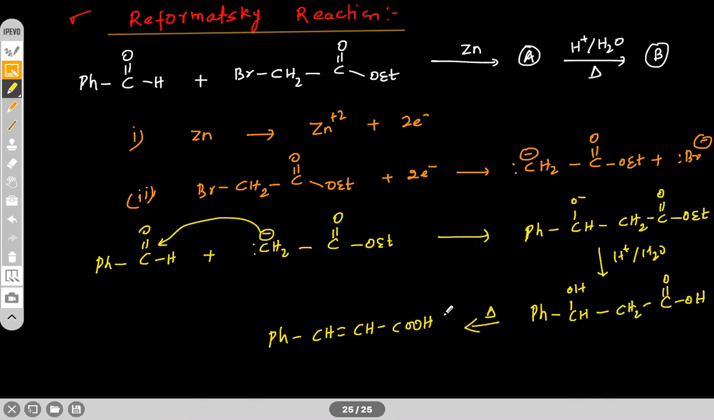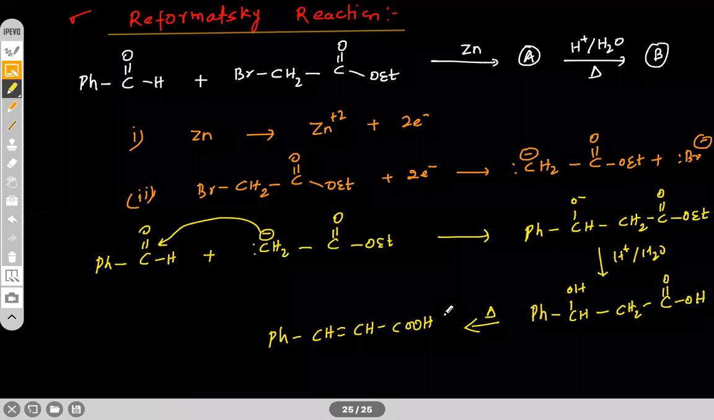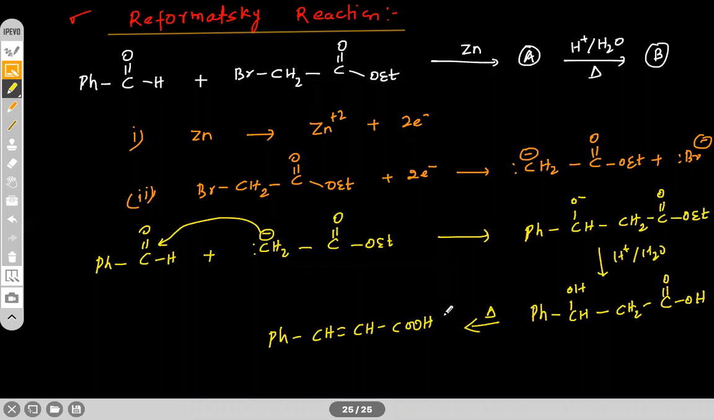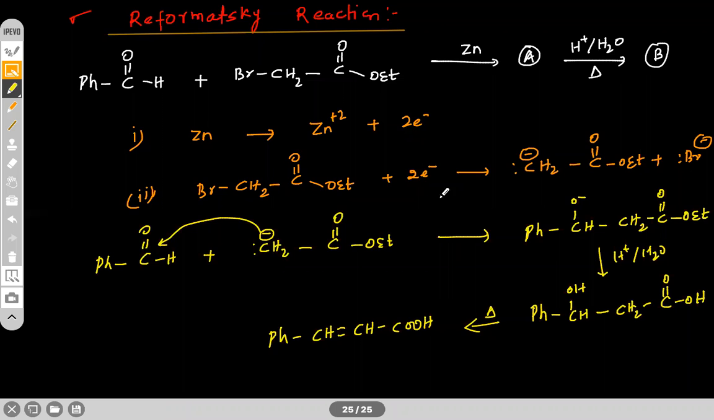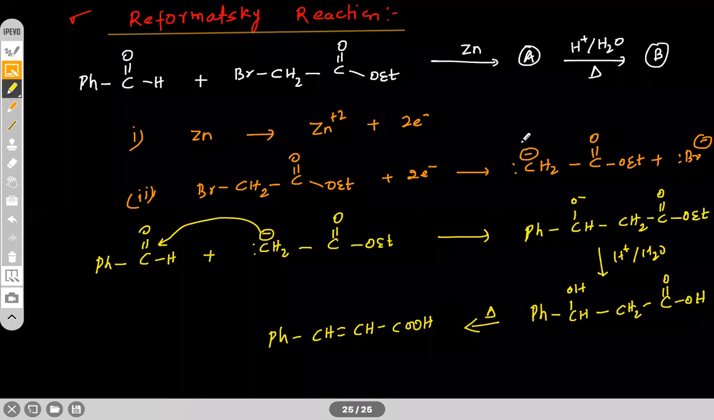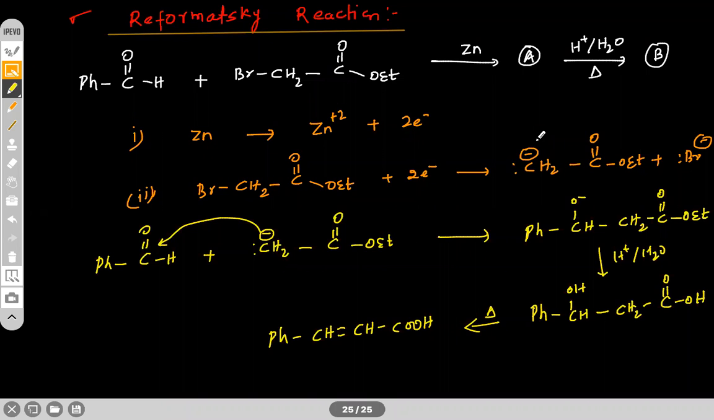So A is the structure with the negative charge on the oxygen. Right? Sorry, just a second. Yeah, tell me. Yeah, A is this one. A is with H plus H2O we are using here, no? So A is this one, this ion. Just a second. Yeah, A is this one. This is A. And this is B.